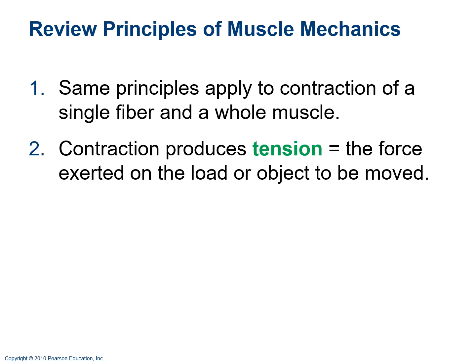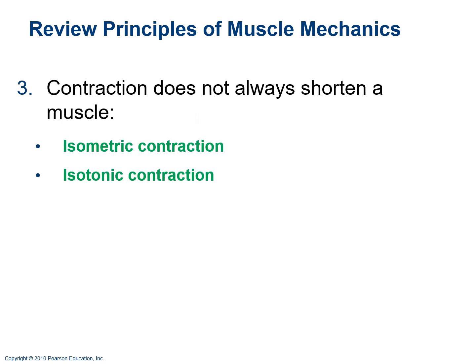The same principles apply to the contraction of a single muscle fiber as it does to a whole muscle. Contraction produces tension. Tension is the force exerted on the load or object to be moved. Contraction does not always shorten a muscle. There are isometric contractions and isotonic.